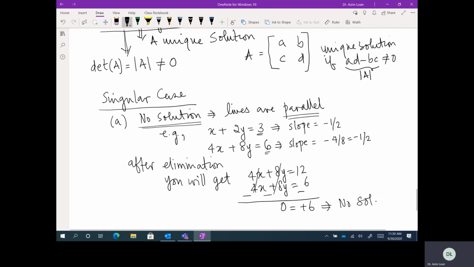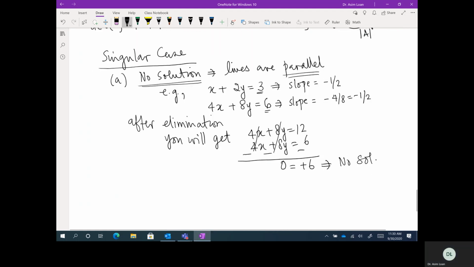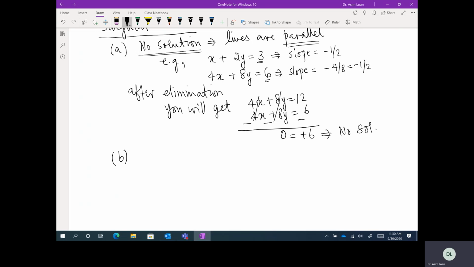Okay. The second case over here is you have infinitely many solutions.